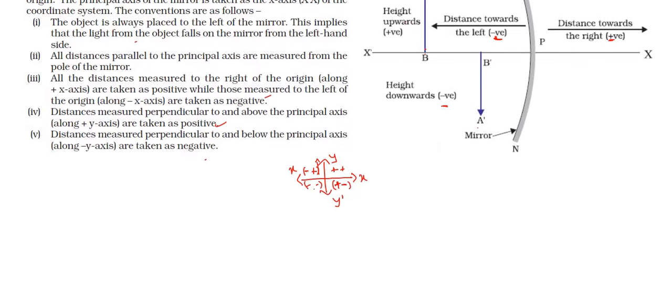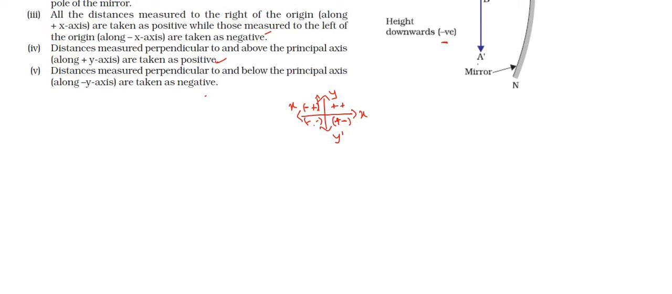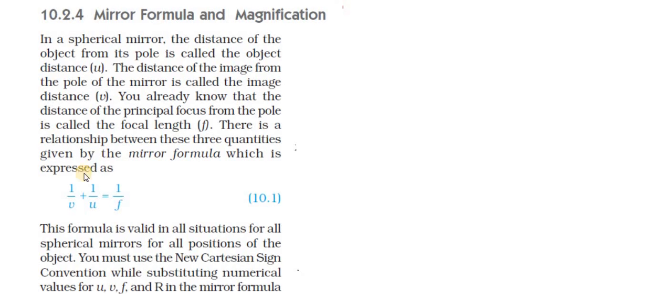Next we'll move to the mirror formula. This is one of the important formulas. Why? Because in this chapter and one more chapter, electricity, you are going to get problems. In a spherical mirror, the distance of the object from its pole is called the object distance. These are some terminologies we should remember.